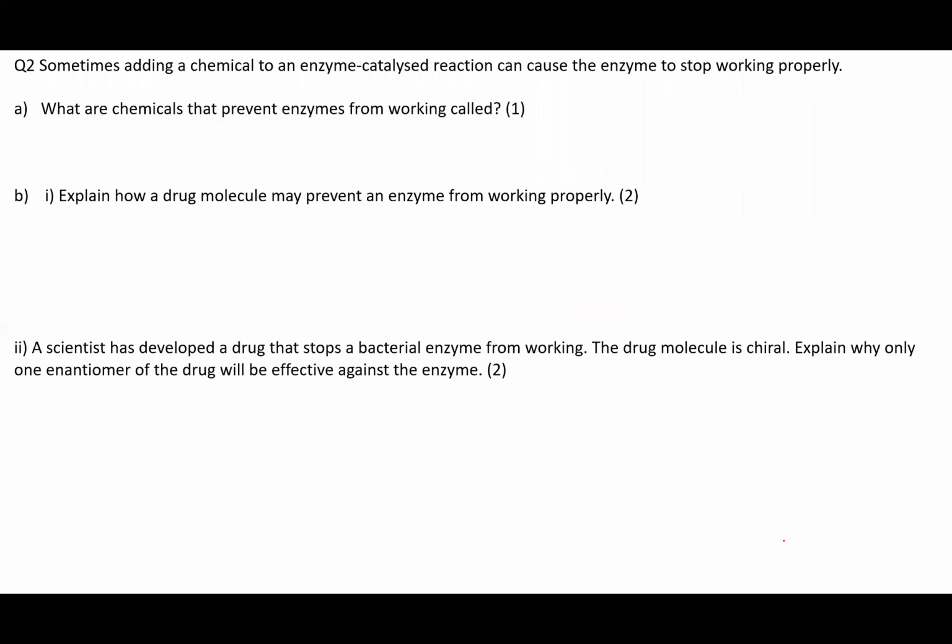Question 2. Sometimes adding a chemical to an enzyme catalyzed reaction can cause the enzyme to stop working properly. You're asked what are chemicals that prevent enzymes from working called. All you need to do for that is just write down inhibitors. Then part B, you're asked explain how a drug molecule may prevent an enzyme from working properly.